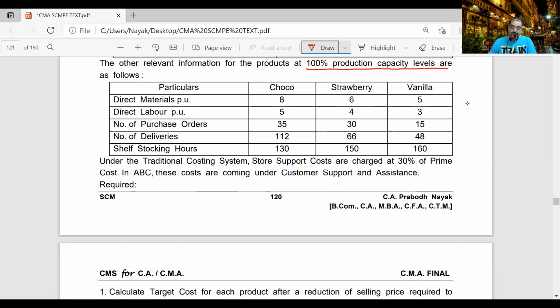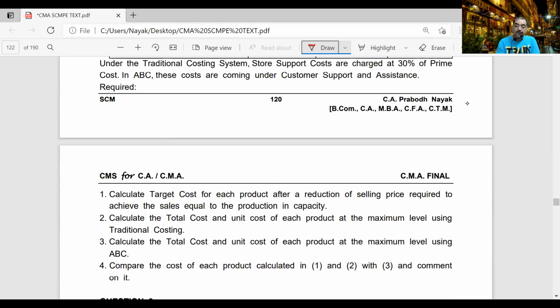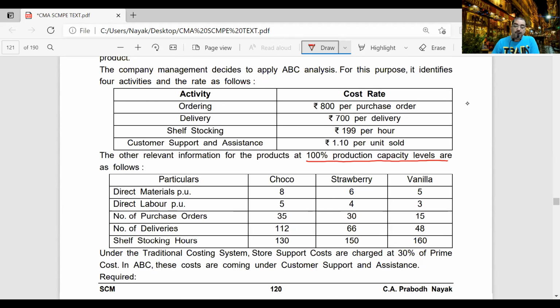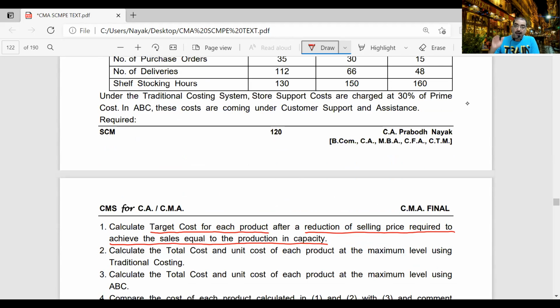What is required? So the question. First question is calculate target cost for each product after reduction of selling price required to achieve sales equal to production capacity. Means what? That I want to produce 100%, so 60,500 units, 24,200 units, and 72,600 units. For that 100% capacity, I have to calculate the target cost and thereby proportionately reduce the selling price. And remember that as you reduce the selling price, your demand is going to increase by 10%.